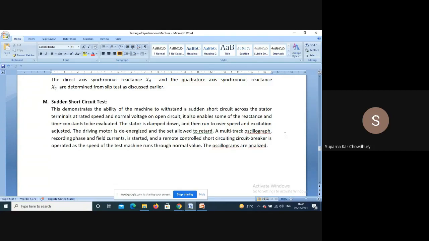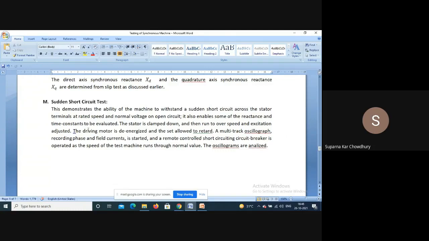Under this test condition, a sudden short circuit across the stator terminals at rated speed and normal voltage on open circuit is observed. It enables some of the reactances and time constants to be evaluated. The stator is clamped first, and then the clamp is removed, and it is run to overspeed, and excitation is adjusted to the rated value.